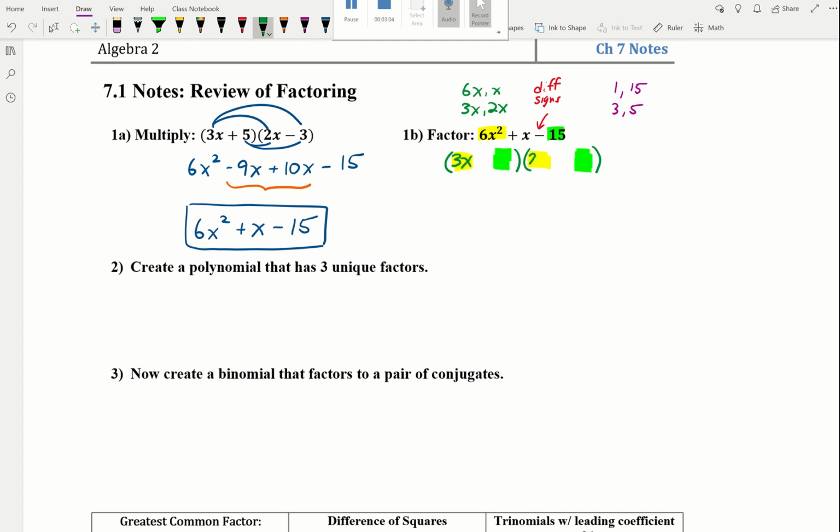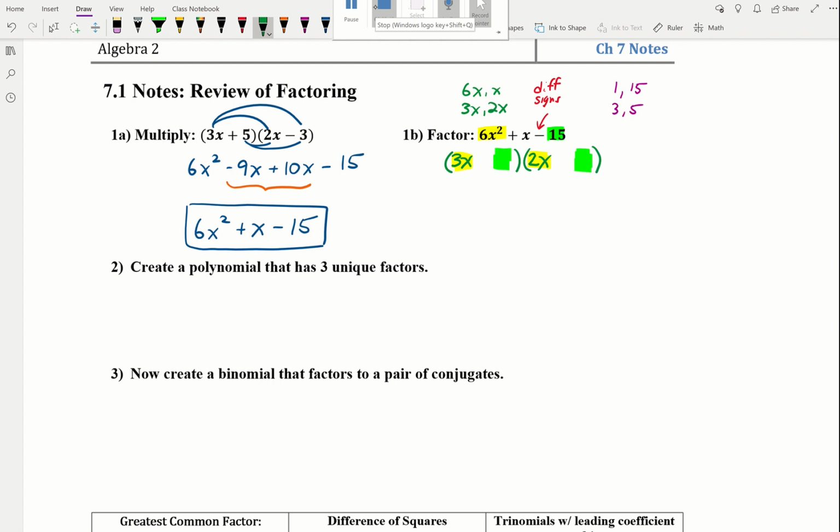So 3x and 2x. Now, the thing to remember is whatever number goes here is going to get multiplied by the 3x. And then whatever number goes here is going to get multiplied by the 2x. When you combine those, it needs to give us the positive 1x. So if I tried 1 and 15, if the 1 was here and the 15 was here, well, 15 times 3 is 45. That's not going to work. And if the 15 was here and the 1 was here, 15 times 2 is 30. Again, not going to work. So it leaves us with 3 and 5 for 3x and 2x.